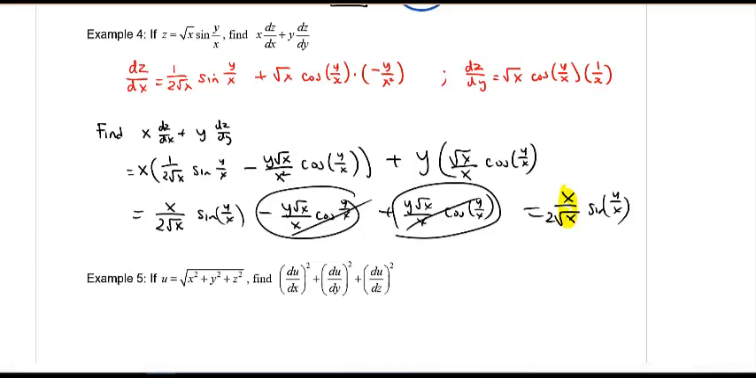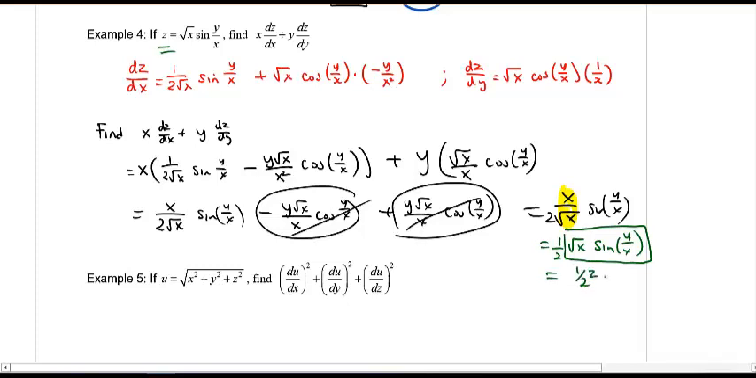Hopefully you know that x over root x is just root x. So this is the same thing as 1/2 with a root x sine y over x. And root x sine y over x is just our original z. So it really just is 1/2 of z, or z over 2.